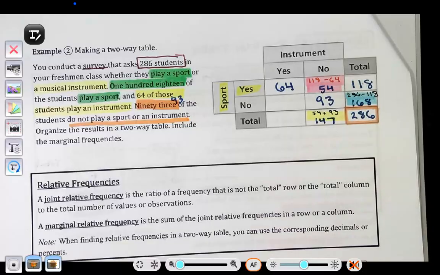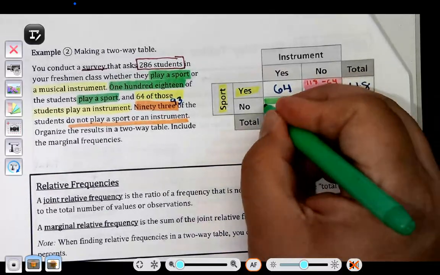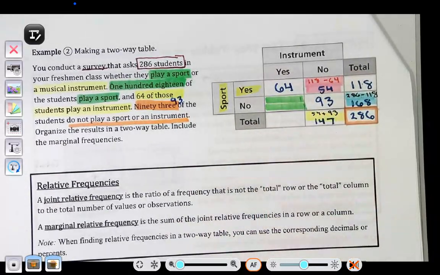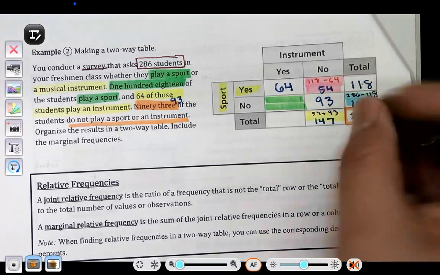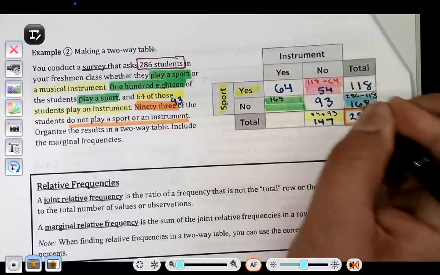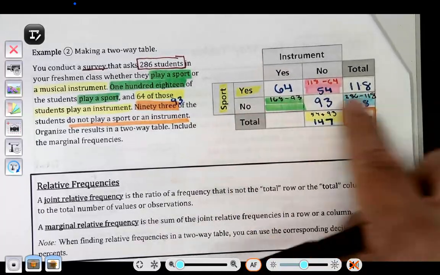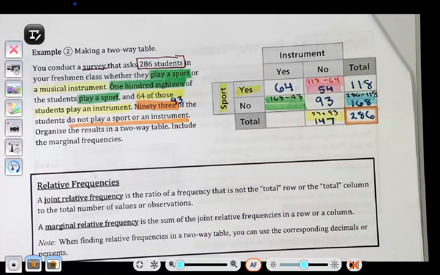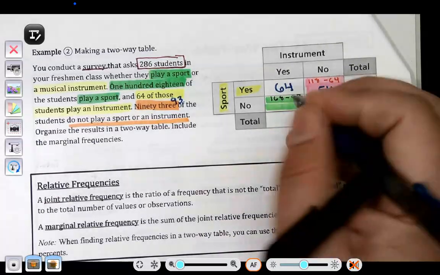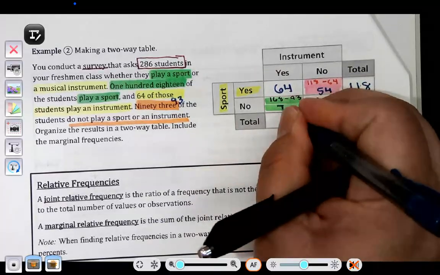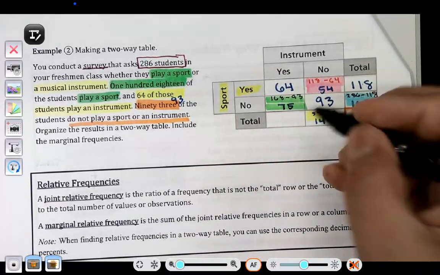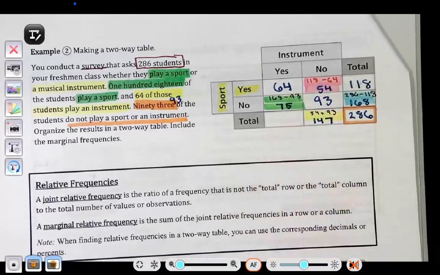And so now that I have all of that, which one am I still missing? I'm missing this one right here. How am I going to find this empty one? Subtract again, but who am I subtracting this time? Yeah, the 168, because that's the bigger number, minus the 93, because remember, we're going this way. So I have to use these two numbers. All right, what's 168 minus 93? 75, thank you.